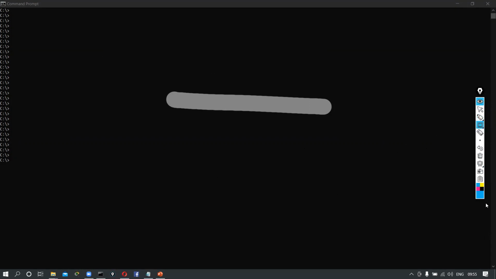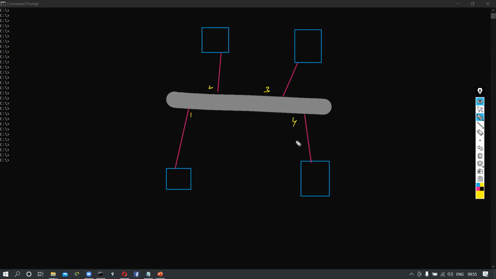I'm connecting some PCs now. PC number 1, one more, and one more. All these are connected to the ports only. They have their own ports here, connected here. And this is called port number 1, 2, 3, 4. Okay, 1, 2, 3, and 4.